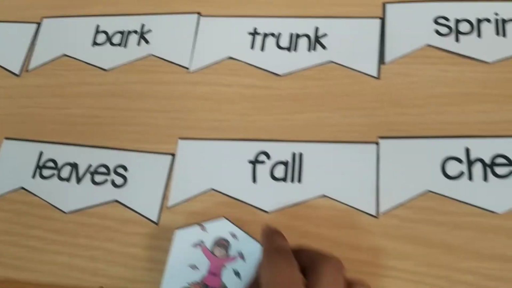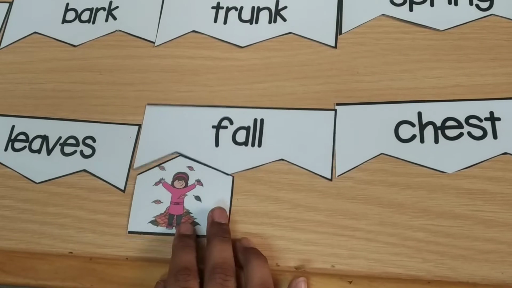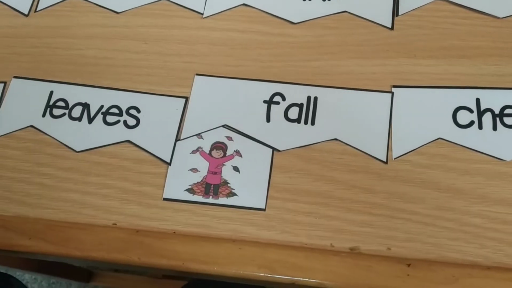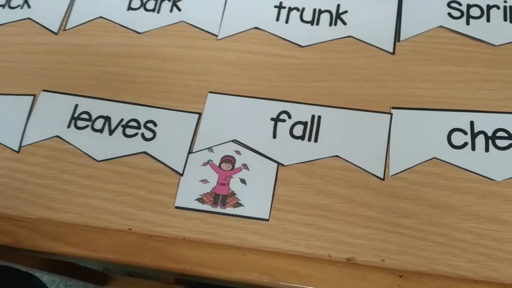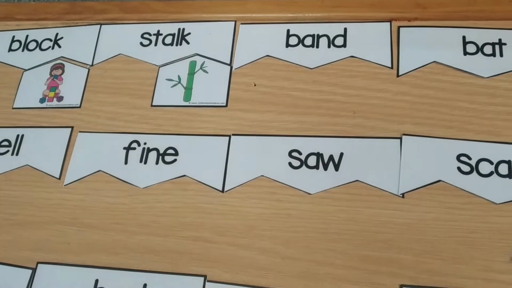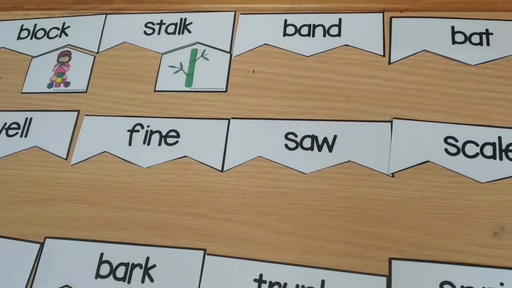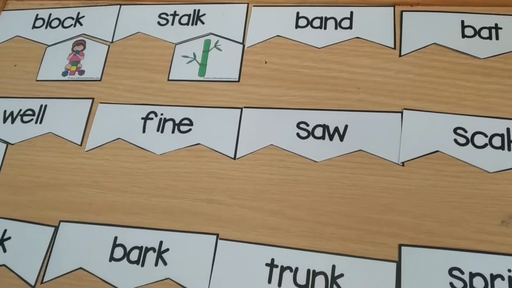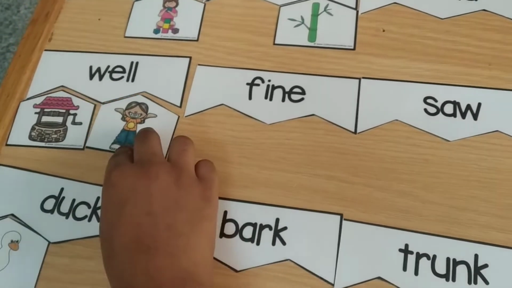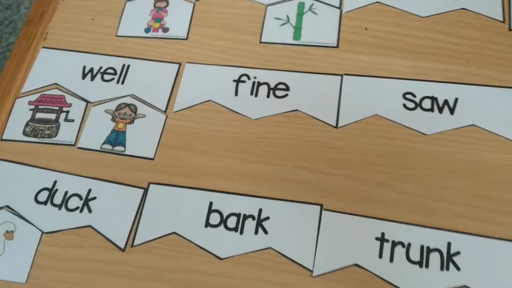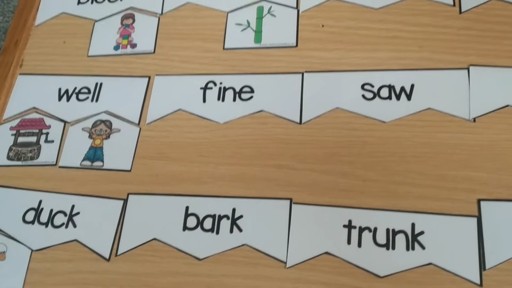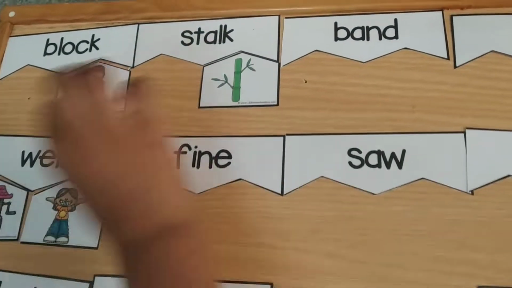Fall. What is fall? Leaves. Fall. Yes. It's also a season. Stalk. What is stalk? Green. All right. Yes. Well. What is well? It's fine. Now the well. Yes, I'm all fine. I'm all well. Are you doing good? That's one meaning of well. Stalk. What is stalk? See. Yes, following something.